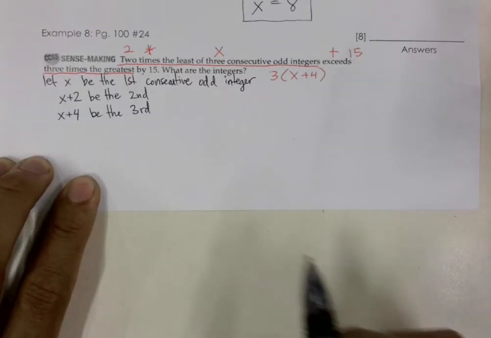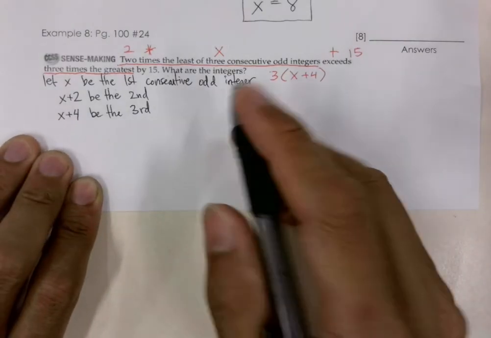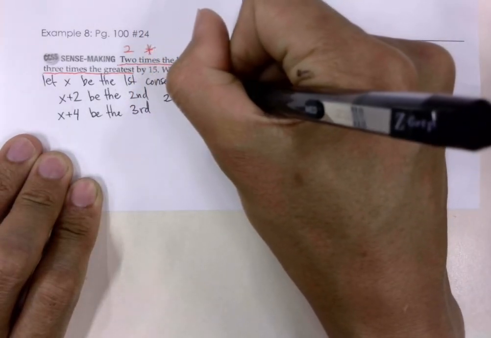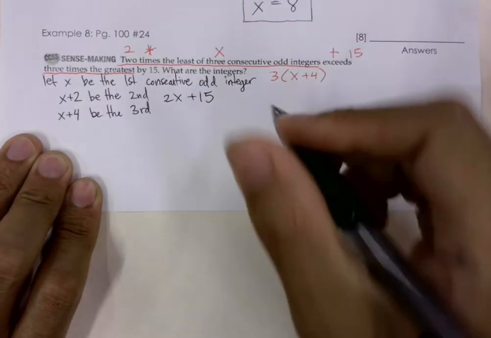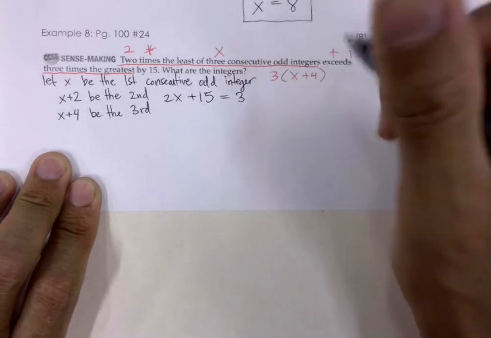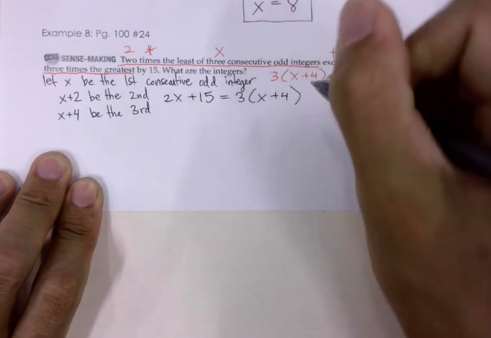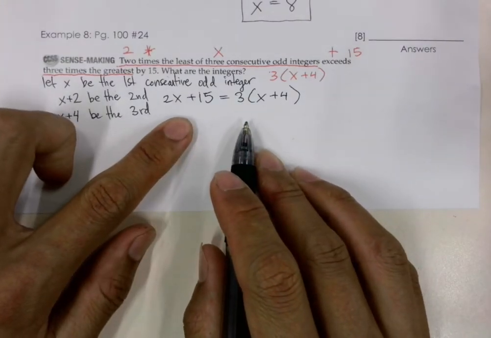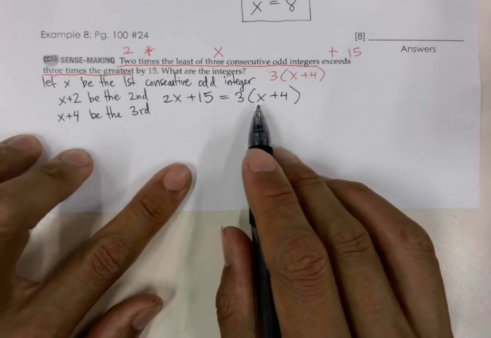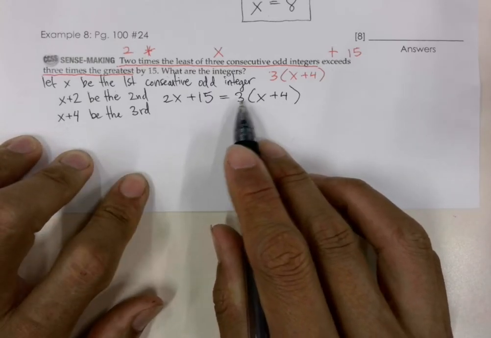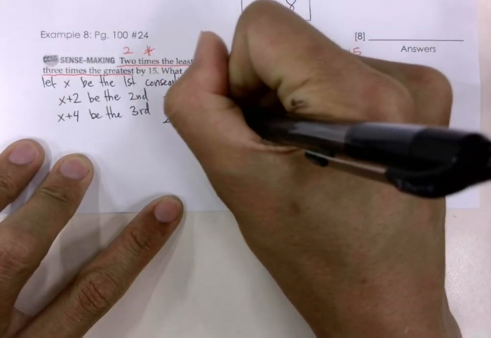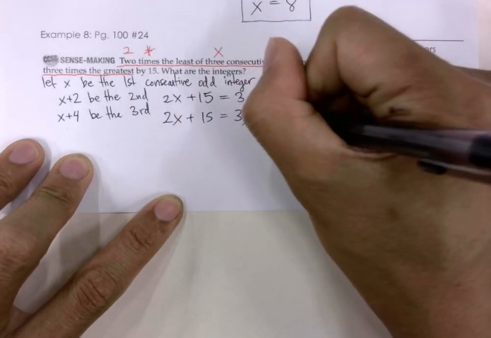Alright, so let's put this all together and make an equation. We're going to get 2x plus 15 is equal to 3 times x plus 4. Okay, so the first order of operations would be to distribute out 3 times x and 3 times 4. That's going to leave us with 2x plus 15 is equal to 3x plus 12.